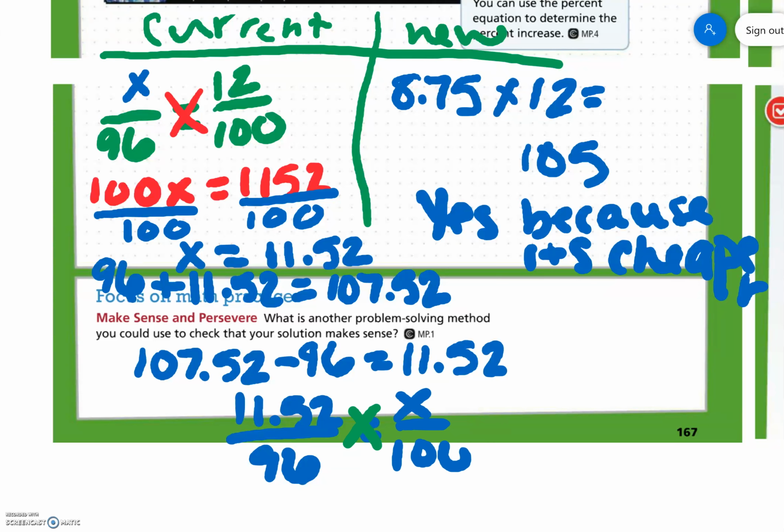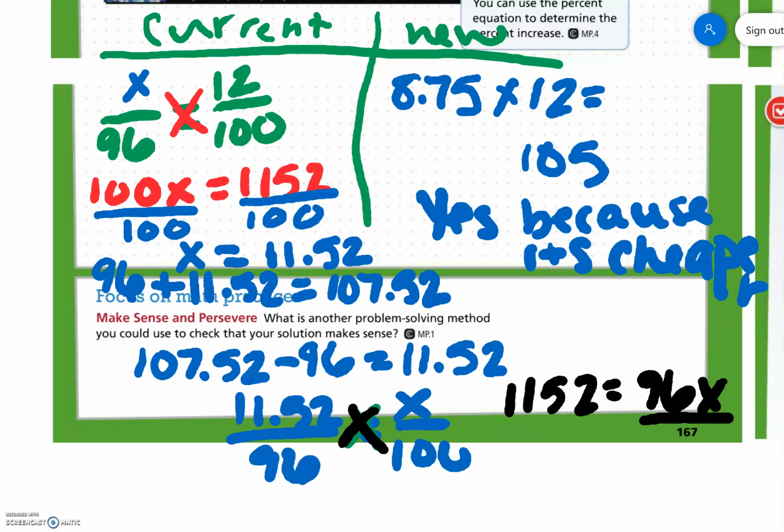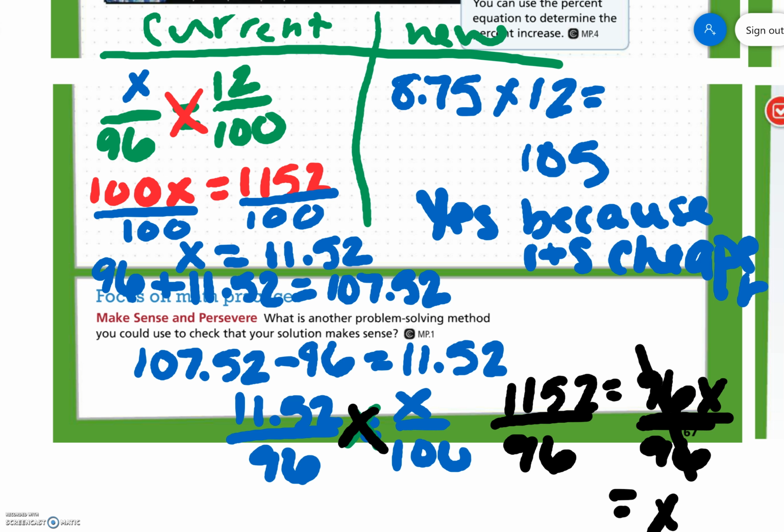So we cross multiply. So that gives me 1,152 equals 96x. Divide by 96. X equals 12. So that just proves it was the 12% increase.